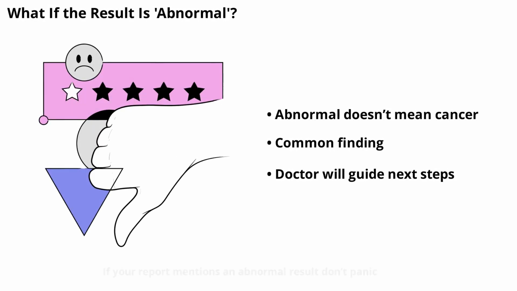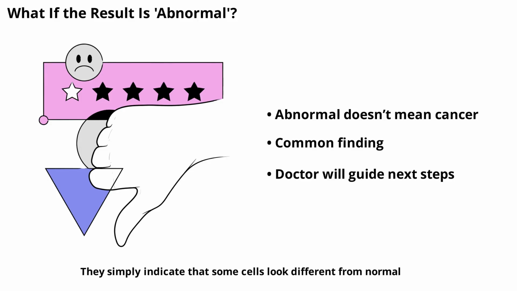If your report mentions an abnormal result, don't panic. Abnormal results are common and don't always mean cancer. They simply indicate that some cells look different from normal. Your doctor will explain what the changes mean and whether you need further testing or follow-up. The report will specify the type of abnormality, which helps guide the next steps.